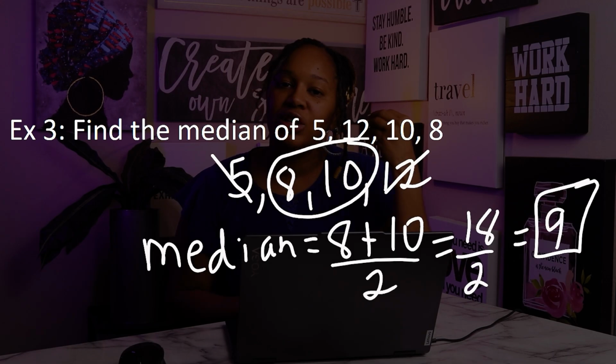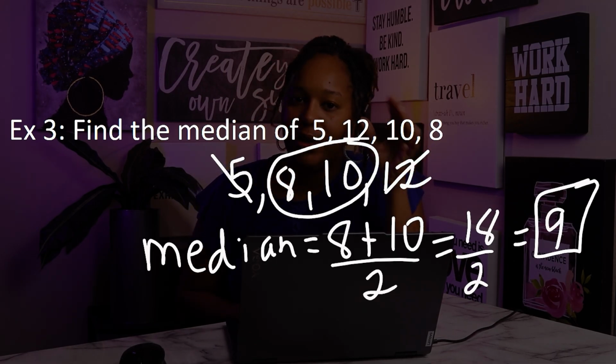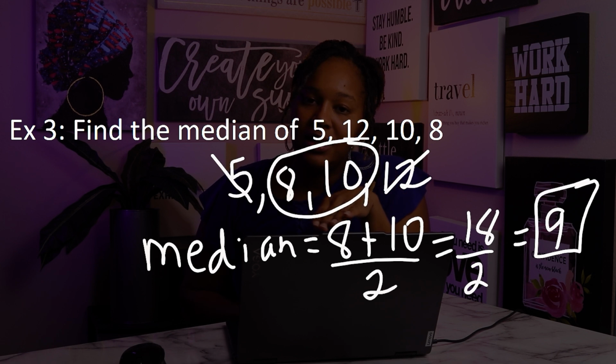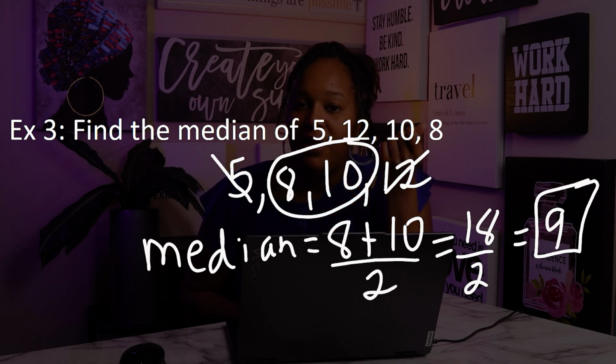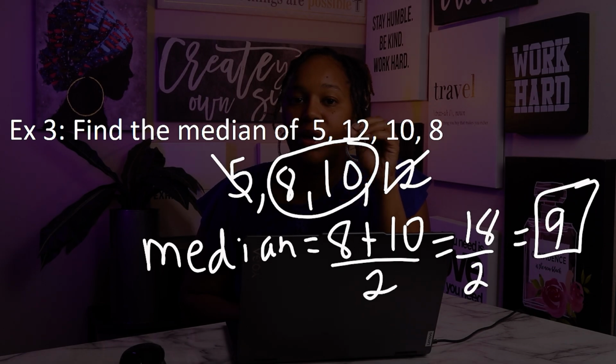And so what I did was I showed you an example of what it would look like if you have an odd number of numbers where you have 1 number in the middle. And then this is an example where you have an even number of numbers, in this case 4. And when it's an even number of numbers, you have 2 numbers in the middle, and you take the average of those 2 numbers, all right? Let me know if you have any questions at all about how to find the median.